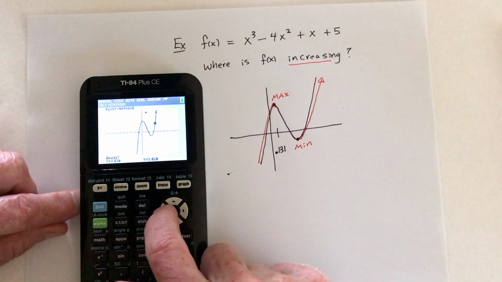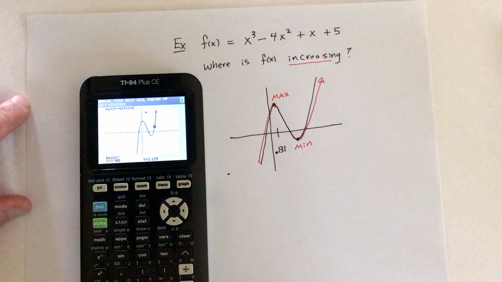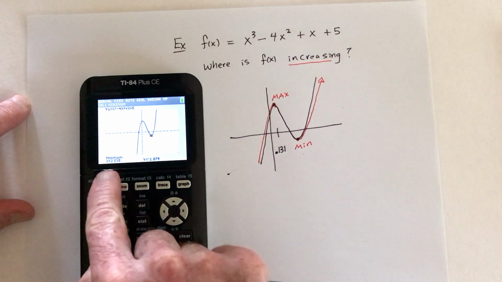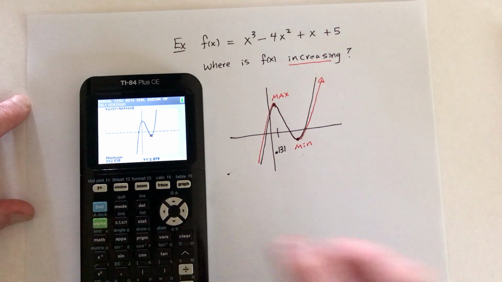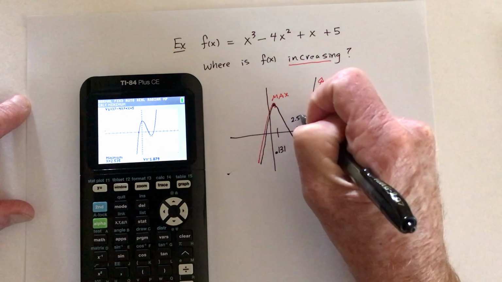And then where do you think the minimum is? I think it's right there, which is a horrible guess because it's supposed to be down there. But watch what happens. That calculator is so smart. So it turns out that x equals 2.535. So this is happening at 2.535.